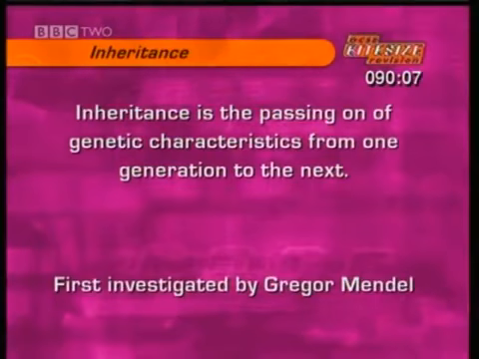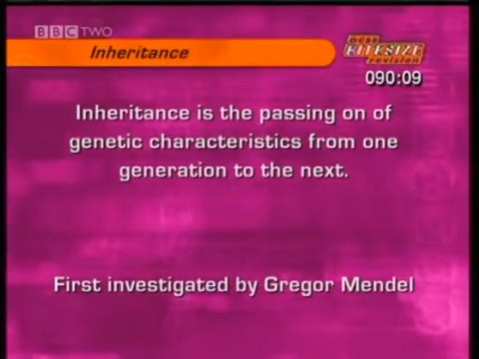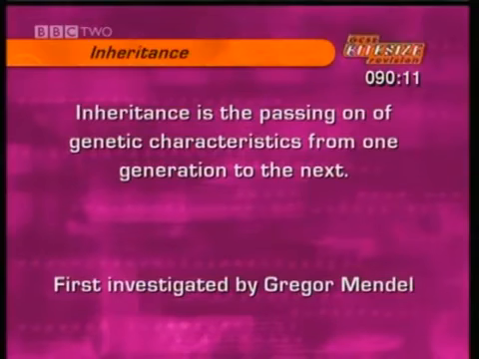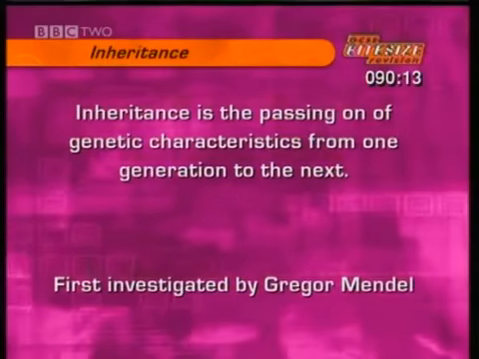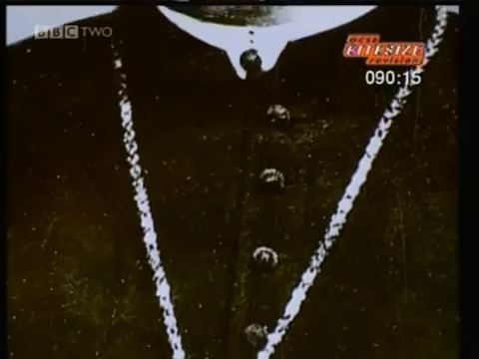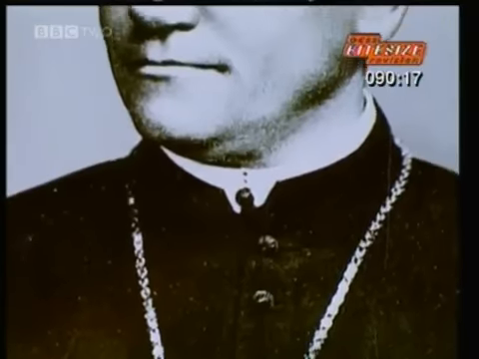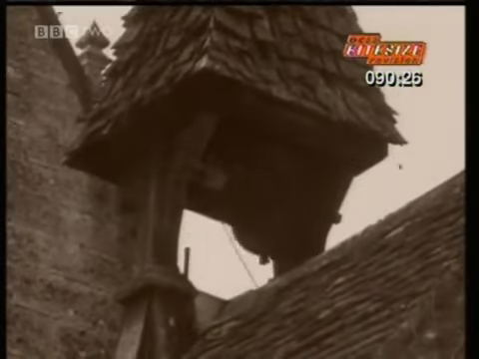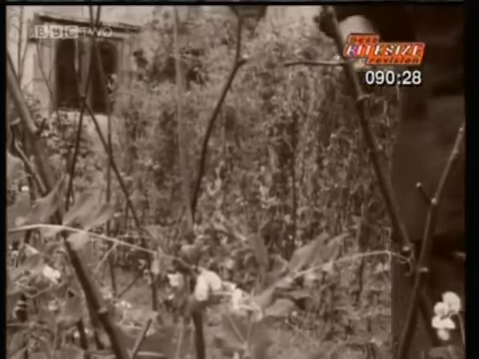This was first investigated in the 19th century by Gregor Mendel. As you watch the next clips, make a note of how characteristics are passed on. Mendel was a monk, later abbot, of the Augustinian monastery in Brunn, a thriving provincial town in what was then a part of the Austrian Empire.